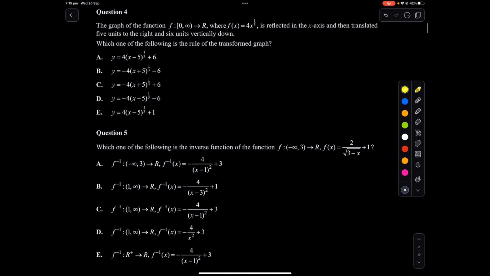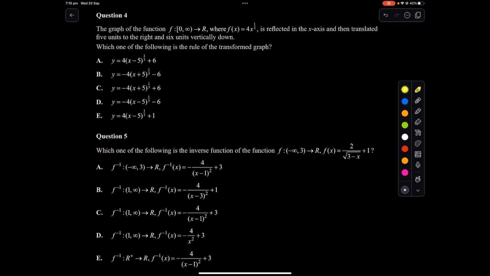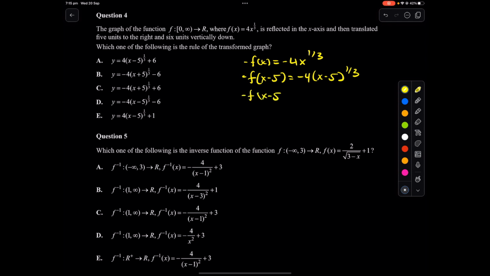Perfect. The graph of the function from 0 to infinity, where f of x is given by this, is reflected in the x-axis and then translated 5 units to the right and 6 units vertically down. Which of the following is the rule of the transformed function? First we reflected it in the x-axis, so it'll be negative f of x, which is -4 x to the 1/3. Translating 5 units to the right gives -4 (x minus 5) to the 1/3. Then 6 units vertically down gives -4 (x minus 5) to the 1/3, minus 6.